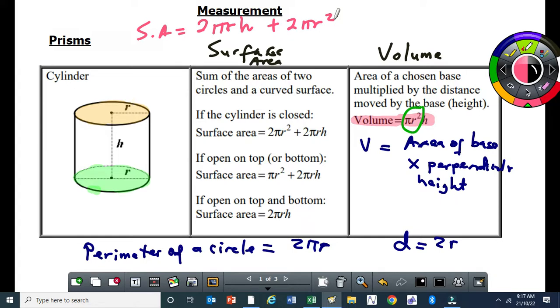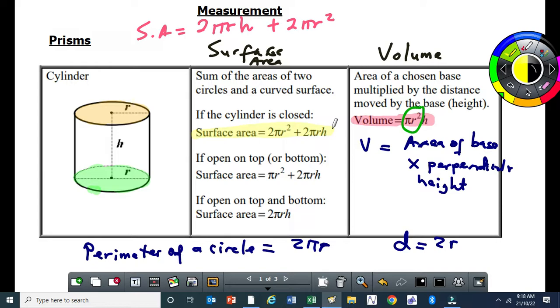Okay? So this is the famous formula for calculating the surface area of a cylinder. That's the famous formula. So it's here. Surface area for a cylinder: 2 pi r squared plus 2 pi r h, or you can start by writing it as 2 pi r h plus 2 pi r squared. It's the same thing.